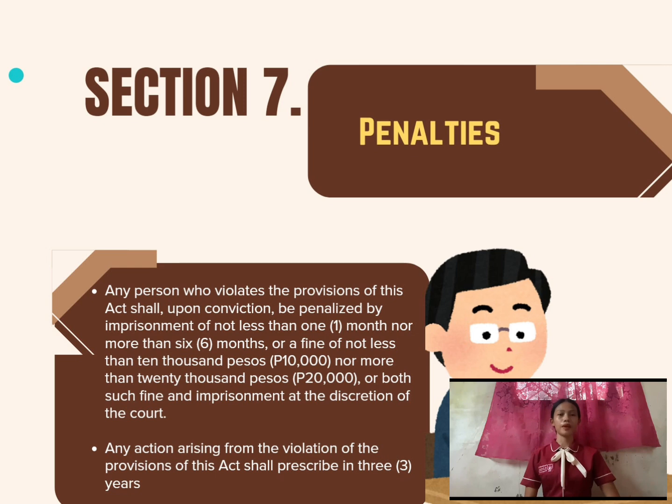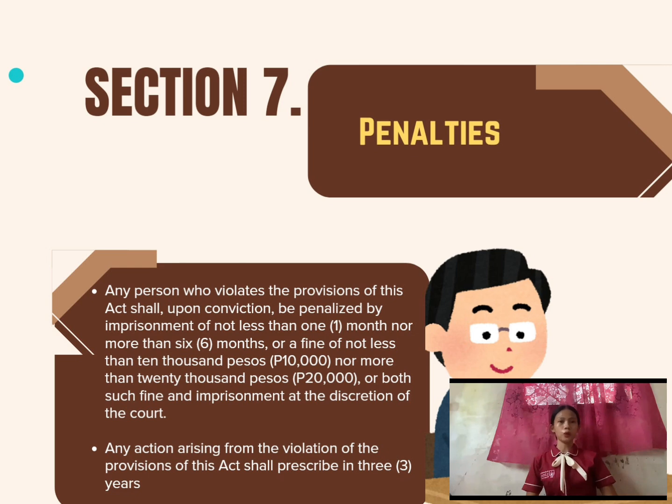Section 7. Penalties. If a person does something illegal, their violation is punishable by imprisonment of not less than 1 month nor more than 6 months, or a fine of not less than 10,000 nor more than 20,000 pesos. And it is also possible that the penalty will be whatever is the decision of the court.